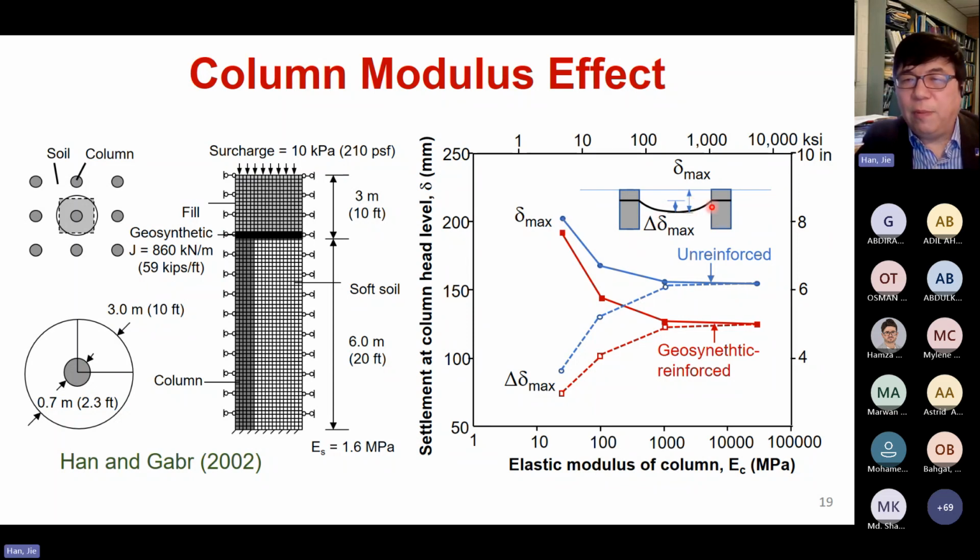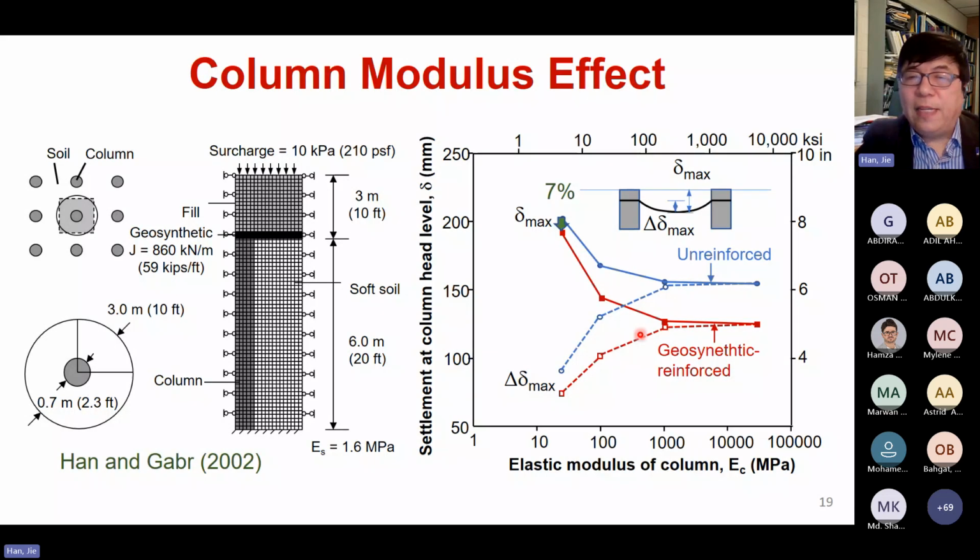Another is differential settlement: the settlement of the column itself versus the settlement of the soil. Because soil settlement is more than column settlement, it generates differential settlement. Unreinforced means there's no geosynthetic, and the red one is with geosynthetic. I intentionally selected three different modulus regions, and I will show you later on. If you look at without and with geosynthetic, for maximum settlement at the lower modulus, there's about a 7% reduction in total settlement.